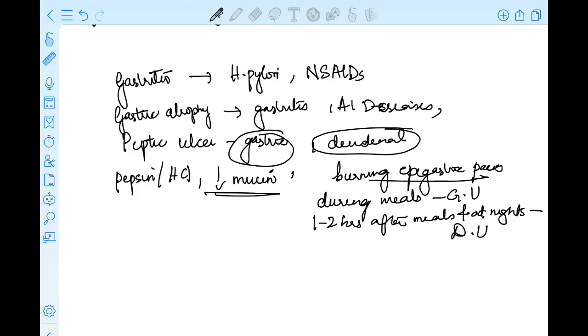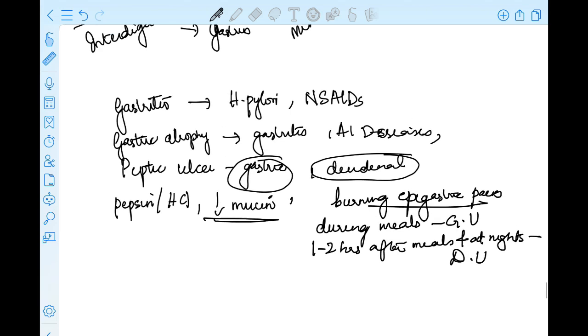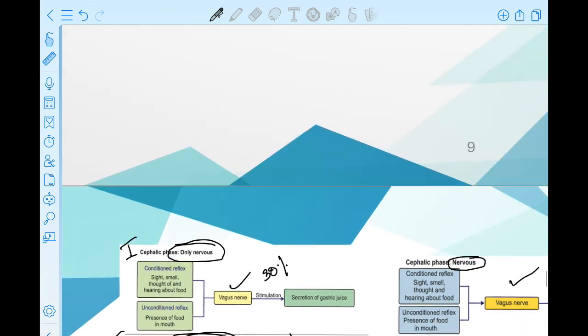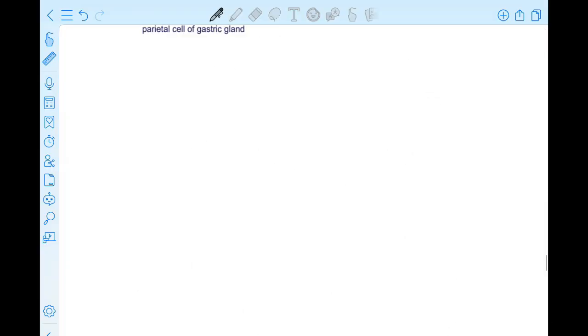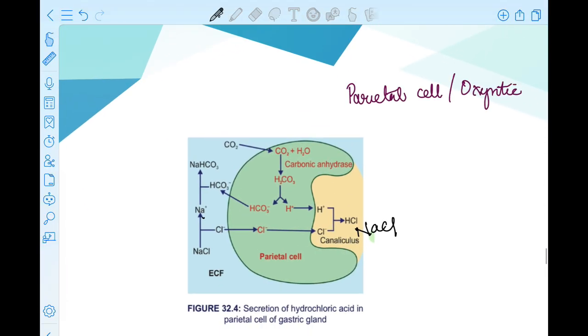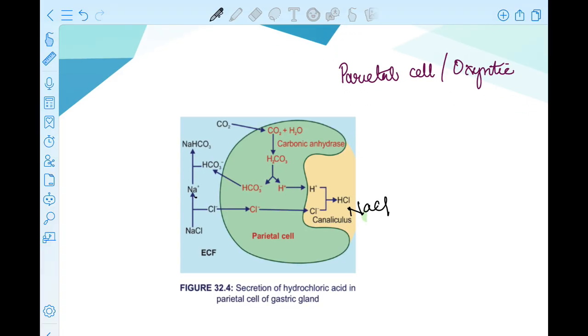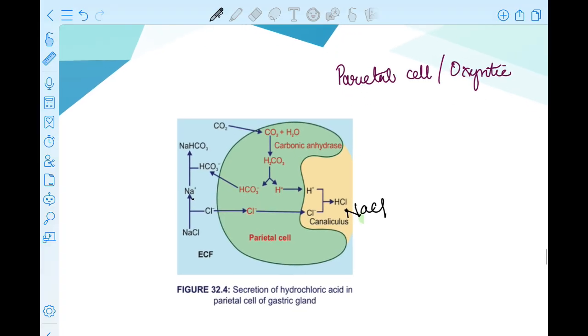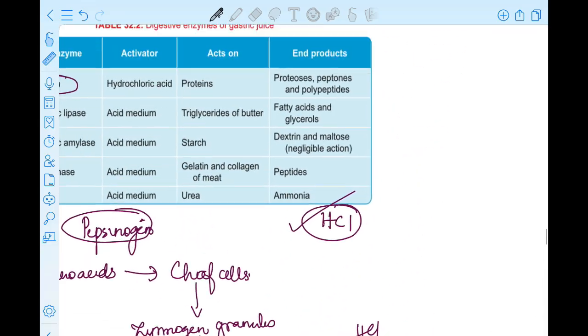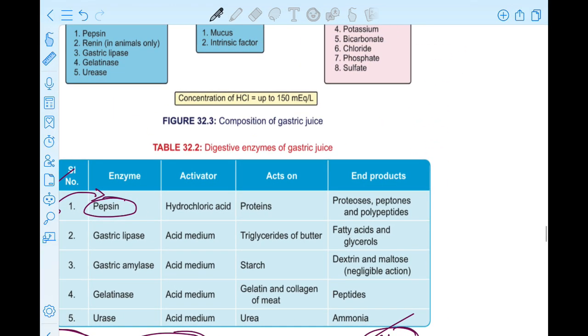Okay, so this is about the secretion of the gastric enzymes, particularly HCl, which is perhaps one of the most important topics that can come from this chapter. It is released by the parietal cells or the oxyntic cells, and this diagram should be learned properly and should be drawn for your exam. And we have also seen what the various enzymes released by the gastric secretion are.